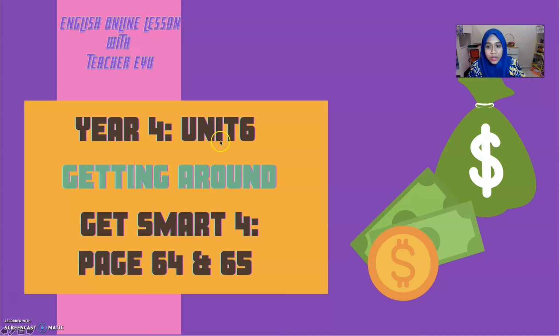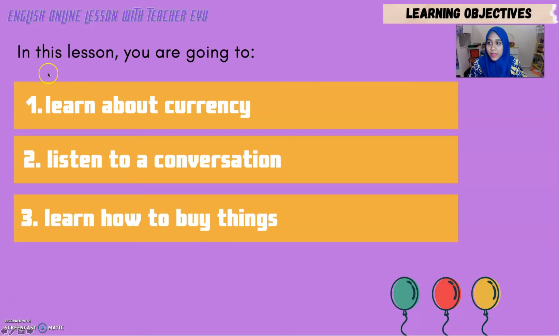Today we are going to learn Unit 6 of the Year 4 syllabus under the title Getting Around. We are going to use your Get Smart 4 book, page 64 and 65 as our reference. In this lesson, you are going to number 1, learn about currency; number 2, listen to a conversation; and number 3, learn how to buy things.